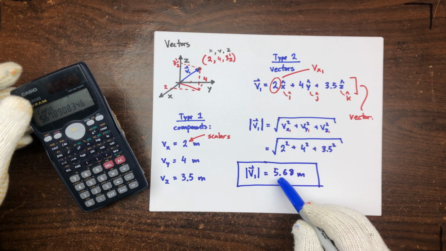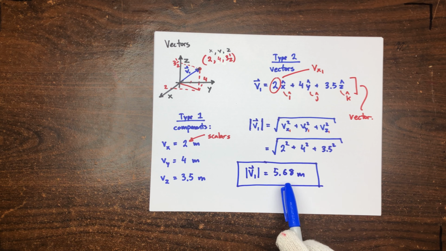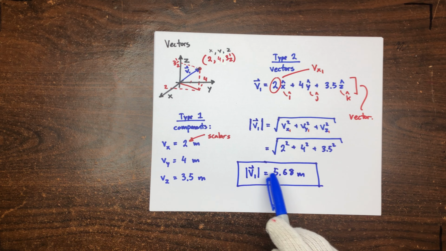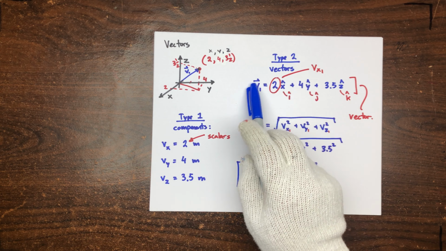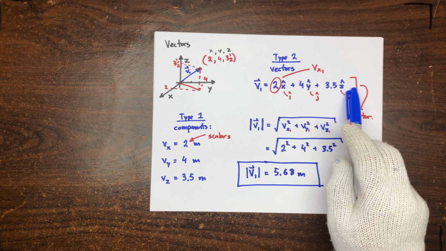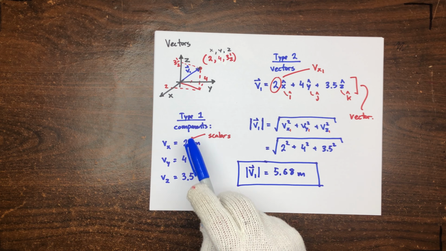Now, giving this number by itself would be nothing because it is a scalar. It is a scalar value. The magnitude of a vector will give you a scalar value, and it doesn't tell you what direction it is. All it tells you is how far it is, but it does not tell you the direction. To get the direction, you need to indicate your value in vector format or in components, type 1 or type 2.